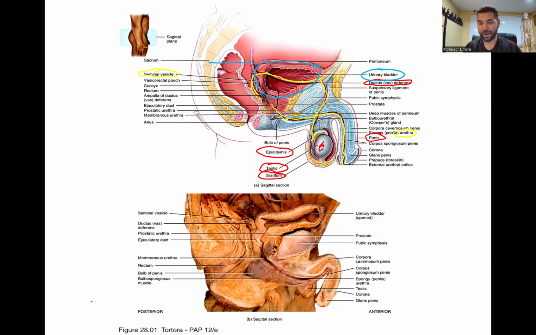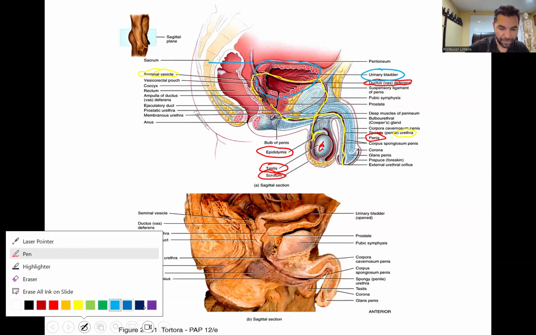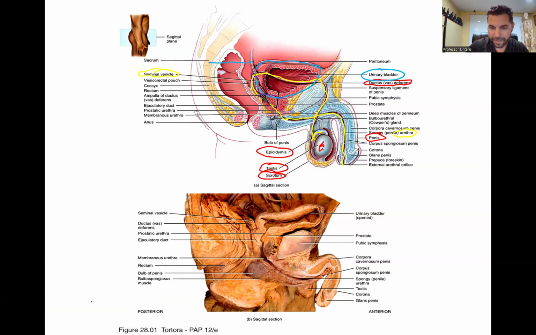Let's take a look at where these are. I'll circle the seminal vesicles. I forgot one: the prostate. The prostate is here as well, sitting inferior to the bladder. I will highlight it for you right there. We'll talk about the role of the prostate, mainly in lecture, as far as contributions to semen.